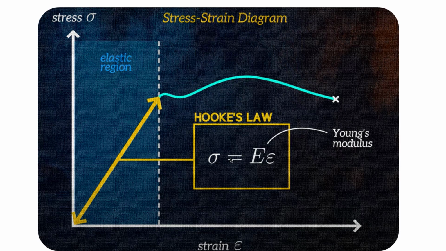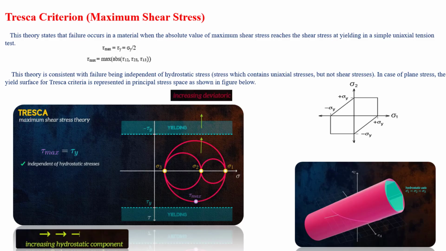Well, next thing is the Tresca criterion. So what is the Tresca criterion? This is also known as the maximum shear stress theory. Here the component will fail due to the maximum shear stress at the yield point. If the stress reaches the maximum shear stress at that point, it will fail. This is very much applicable for the uniaxial loading condition.